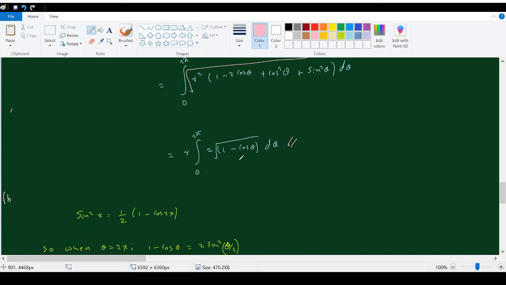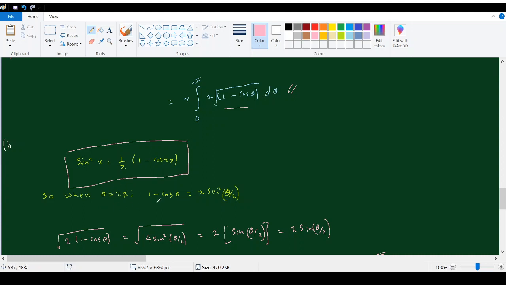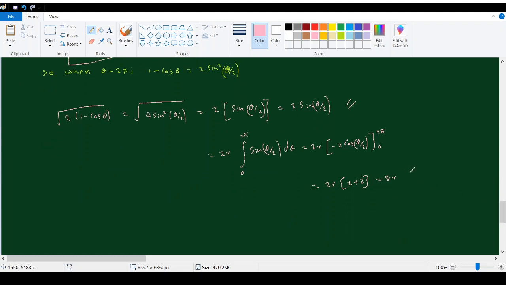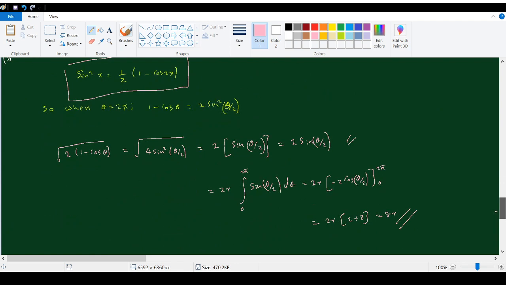So to solve this, we can use this half angle formula, right? So you can see that you have these sort of relationships, and then the square root of 2 times 1 minus cos theta will be reduced down to 2 times sin theta by 2, and then you can integrate sin theta by 2 like this, and by computing the two limits you can see that the arc length of this single arch is equal to 8 times r.